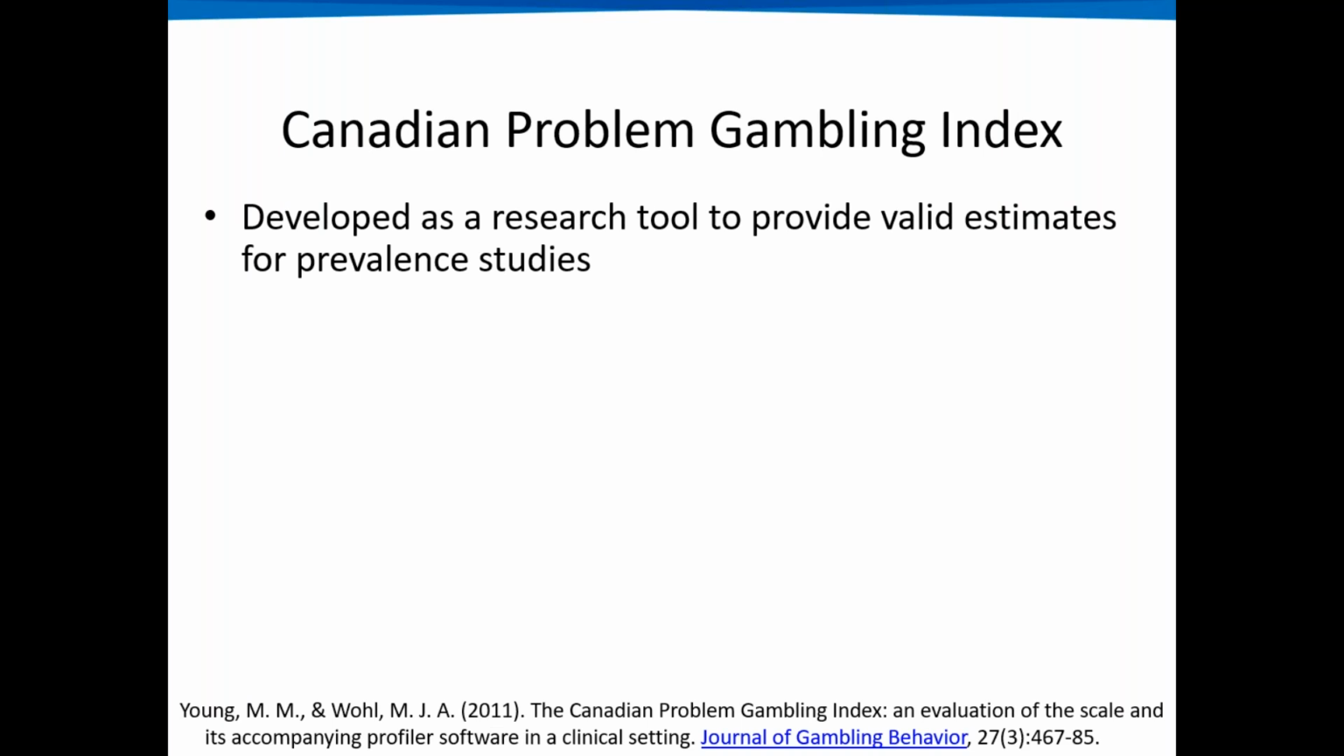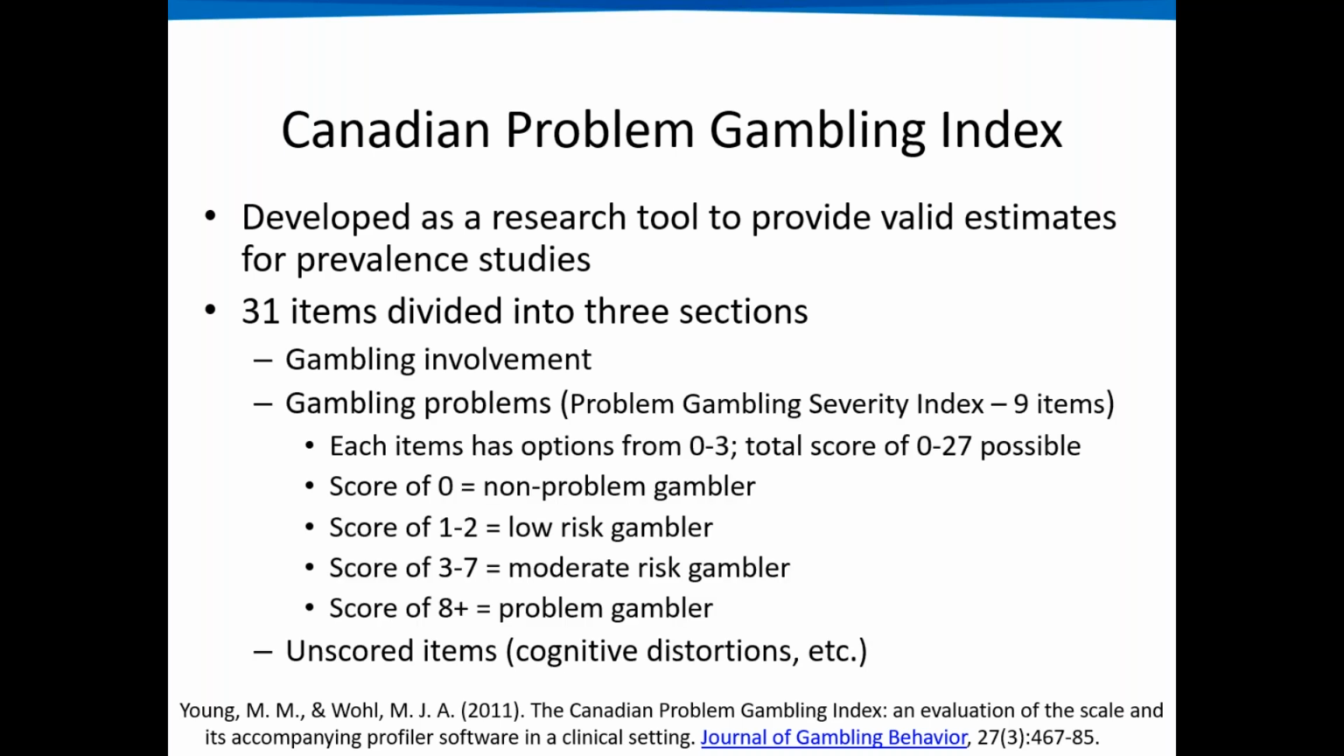The Canadian Problem Gambling Index is a more recent tool and tends to produce more valid estimates of prevalence rates in the general population. It includes 31 items, 9 of which comprise the Problem Gambling Severity Index, or PGSI. The PGSI classifies gamblers as non-problem, low risk, moderate risk, or if they score 8 or higher out of a possible 27, problem gamblers. The Canadian Problem Gambling Index has good psychometric properties and performs well in multiple studies when compared to clinical diagnosis.